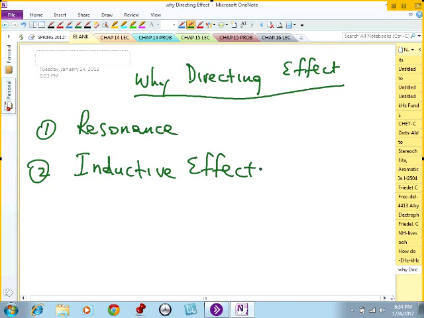Inductive effect is the ability to pump electrons into a positively charged center. In other words, if you have a molecule with more electrons on one side than the other, the ability to draw electrons from one part of the molecule to the other is what we refer to as inductive effect. Now let us see.